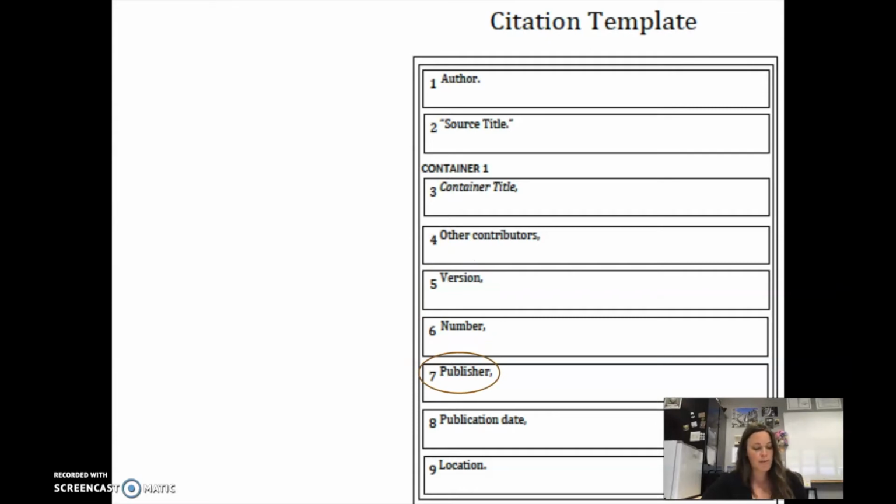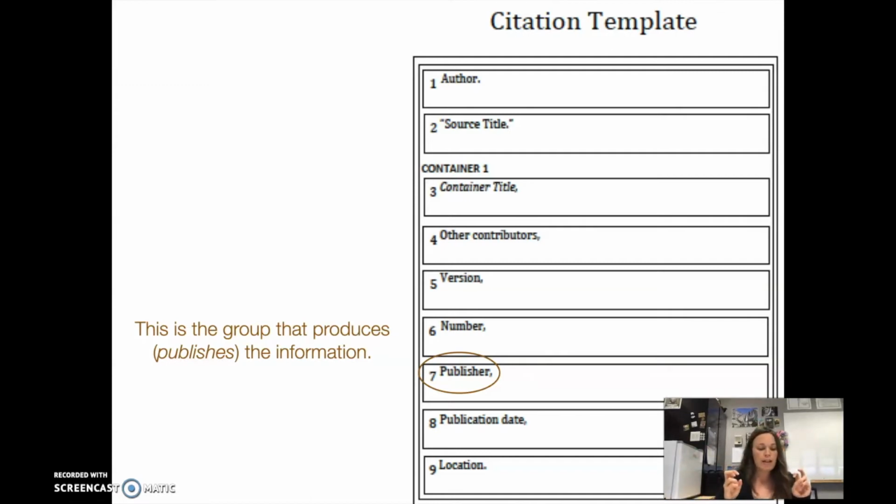Publisher. Okay, so publisher, that is the group that produces or publishes the information, but it doesn't have to be called a publisher. With a website, sometimes the group that produces the information is the name of the website as well, and that's fine. You would put them as the publisher because they're the ones producing the information. With books, typically you have an actual publisher name. After you put the publisher, you end with a comma.